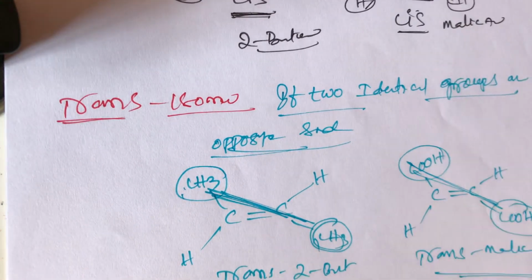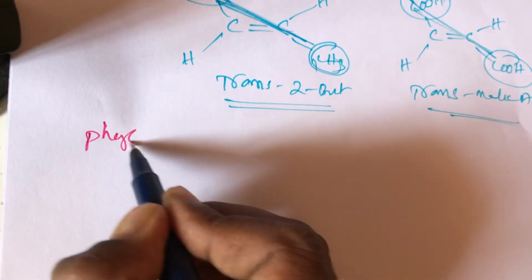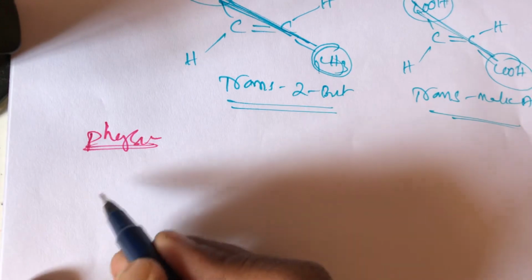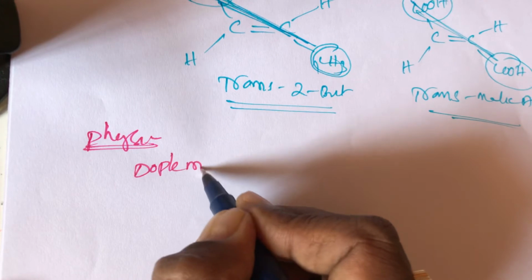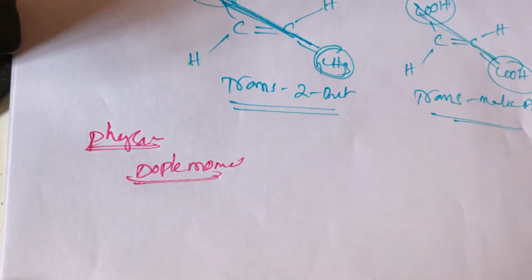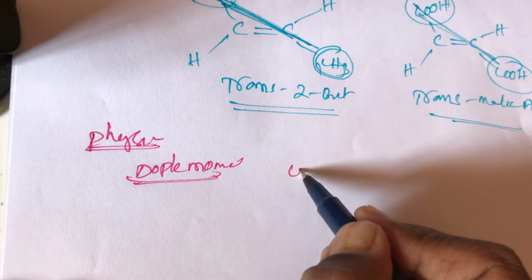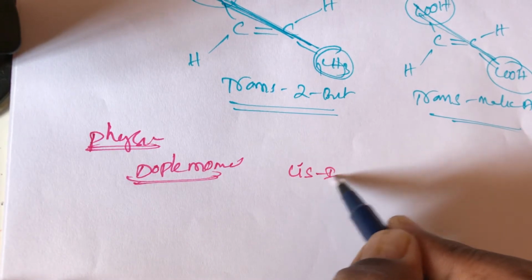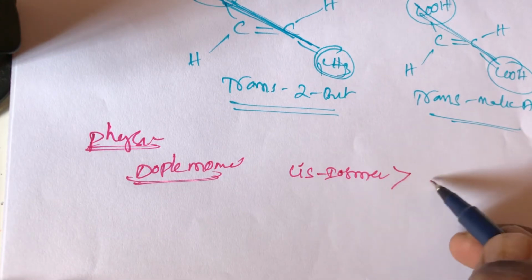Now, students, what are the physical properties? Very important, students. It is very important for NEET and JEE and other competitive exams also. The first one is the dipole moment. In dipole moment, cis compounds have more dipole moment than trans compounds. Cis isomers have more dipole moment than trans isomers.